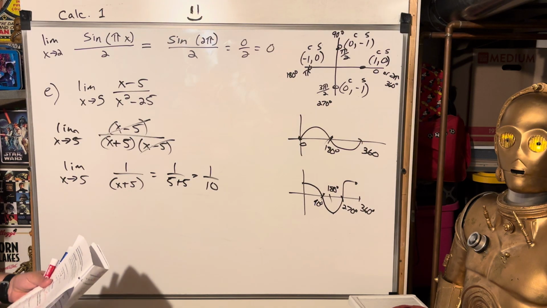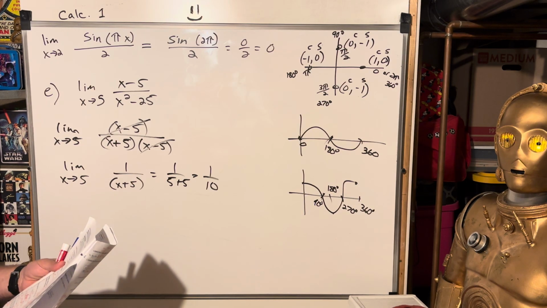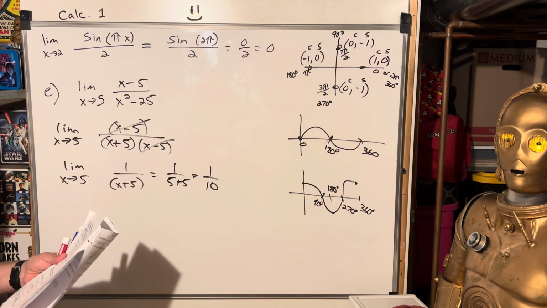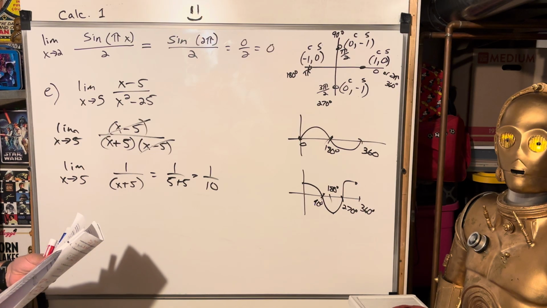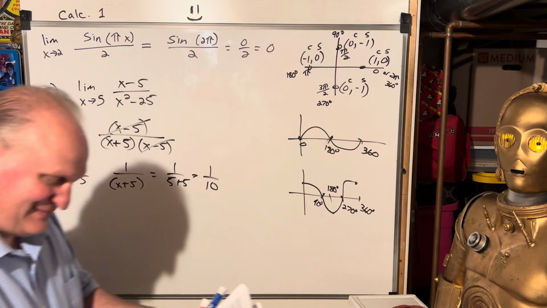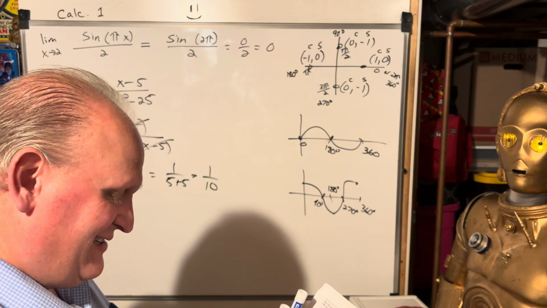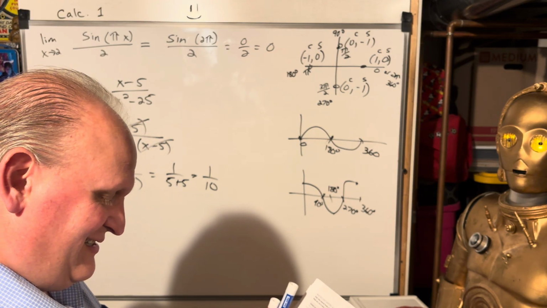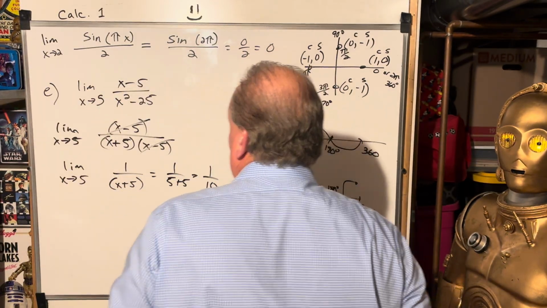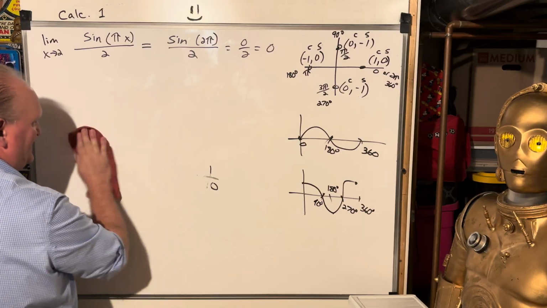So the limit as x approaches 5 is 1/10. That one, the cotangent of x, is going to be a little bit of a problem. We're going to have to take a look at that one to see what's happening there. The other ones aren't that bad, but that one we're going to need to know some stuff here.